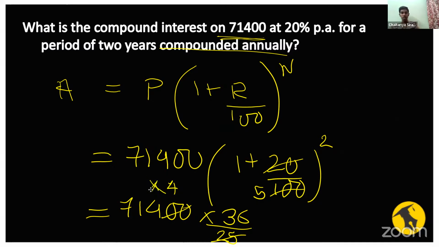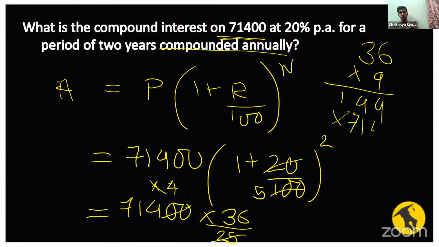So you can find the solution. 36 into 4 would be how much? 144, and then into 714. All right. This is the reason I was saying the calculation gets a little messy. Here still it was 20%, so it was divisible by, or it was some way cancelling out with 100. It can be really difficult when it is not divisible by 100. And also here the number of years was 2, so it's a simple one.